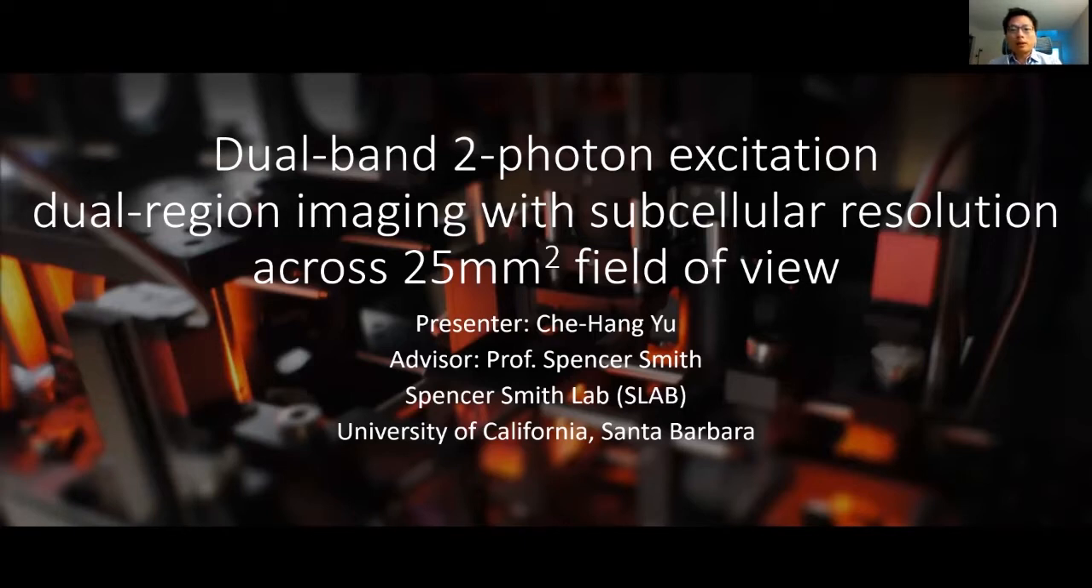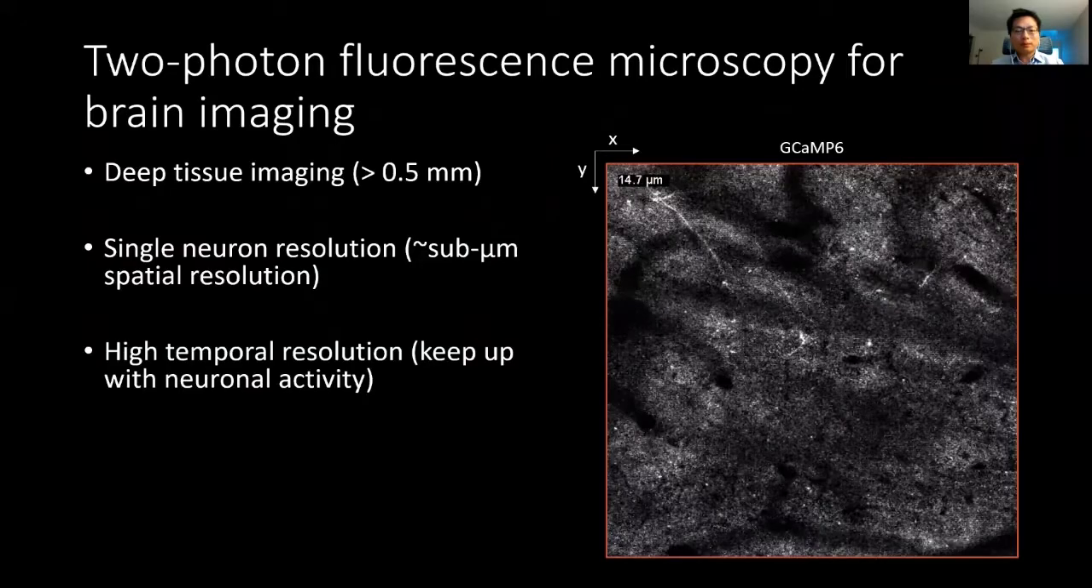My title today is Dual Band Two-Photon Excitation Dual Region Imaging with Subcellular Resolution Across 25 Square Millimeters Field of View. The title describes the unique features of our newly developed two-photon microscopy for brain imaging, and I would like to take this opportunity to introduce this new system to you.